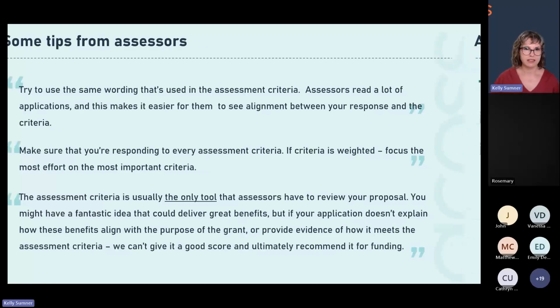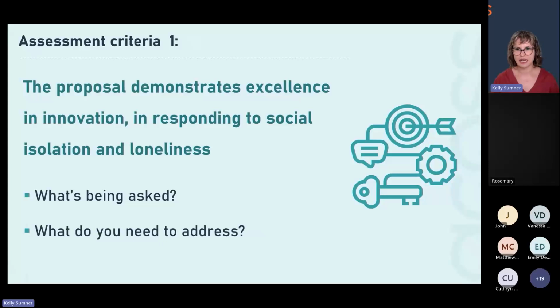So we've got another example here where we'll try to tease out how you can use those ideas from the assessors to improve how you might answer something. The first assessment criteria for Community Innovation Fund grants is that the proposal demonstrates excellence and innovation in responding to social isolation and loneliness. So if I'm sitting down to start drafting responses, the very first thing I do, again, is pull that apart. What does my proposal need to demonstrate?